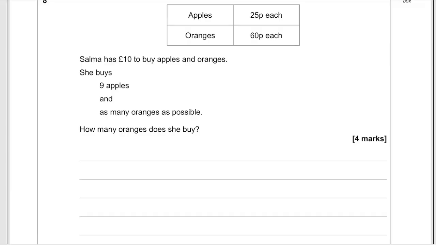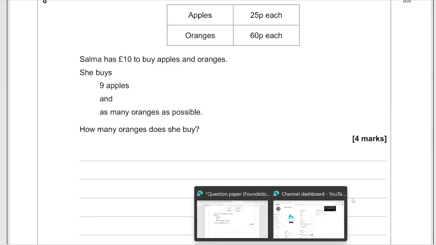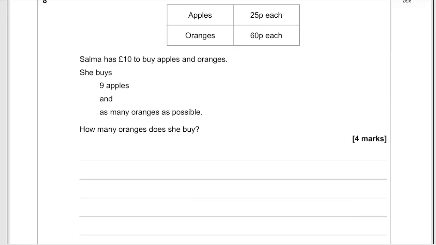Okay, question 8. Selma has £10 to buy apples and oranges. Apples are 25p, oranges are 60p. She buys 9 apples, so I'm going to do that bit first. So she buys 9 apples at 25p.